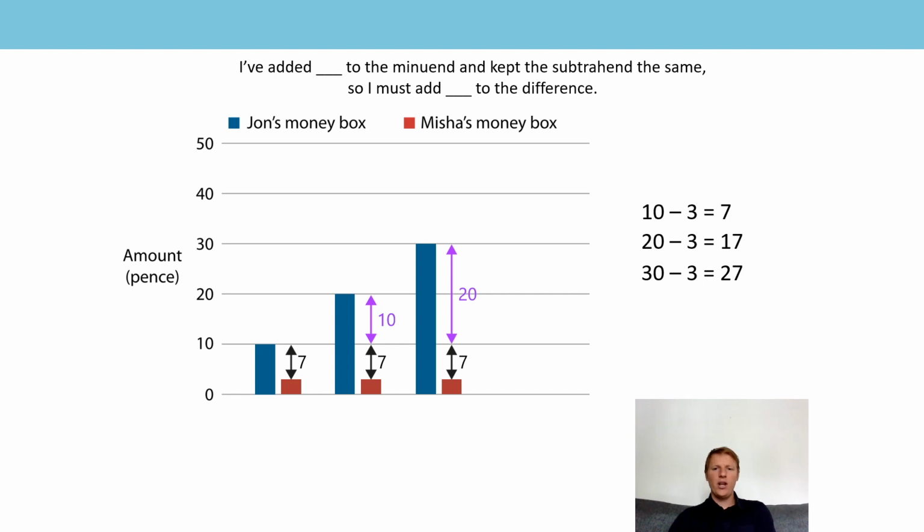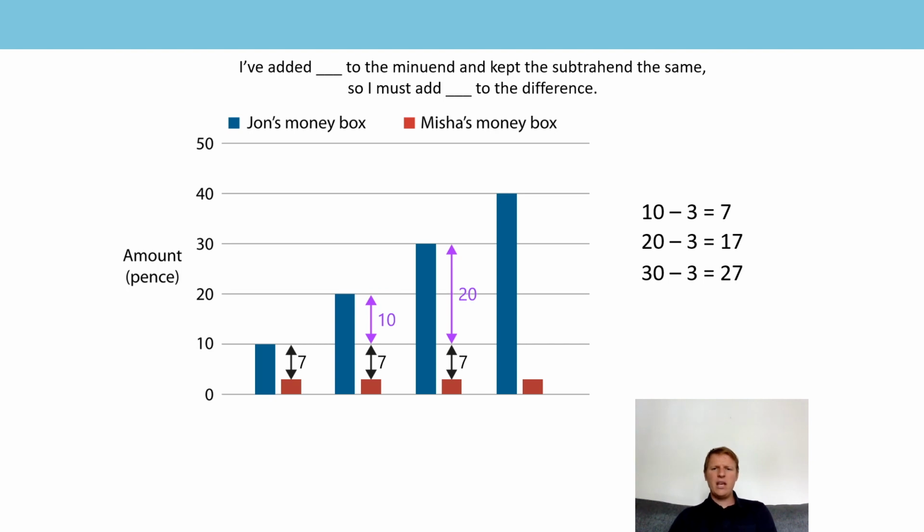Now I'm going to put one more to continue our pattern. What do you think the next set of bars is going to look like? Is that what you thought? Now, how much money has John got? John's got 40 pence. Has the amount that Misha's got changed? No, that stayed at 3 pence. So what's going to happen to our difference? Is it going to stay at 27? No, it's going to increase, isn't it?